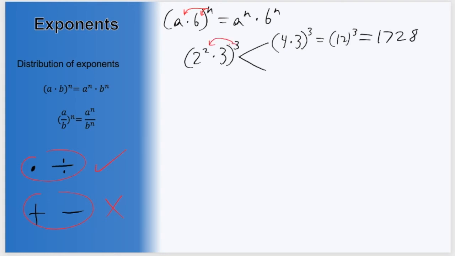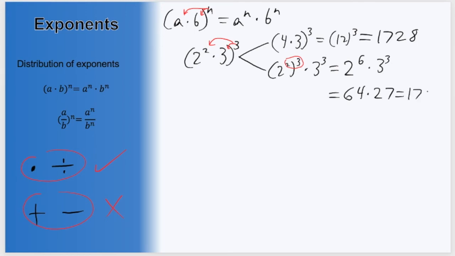Now distributing the exponent, we will have 2 squared raised to the third power multiplied by 3 to the third power. Using our power rule of exponents, the 2 and 3 here will multiply together to give us a new exponent of 6. Still multiplied by 3 cubed. 2 to the 6 will end up giving us 64, while 3 cubed will be 27. Multiplying these two together will again give 1,728. These answers match, so our distribution of exponents works across multiplication.